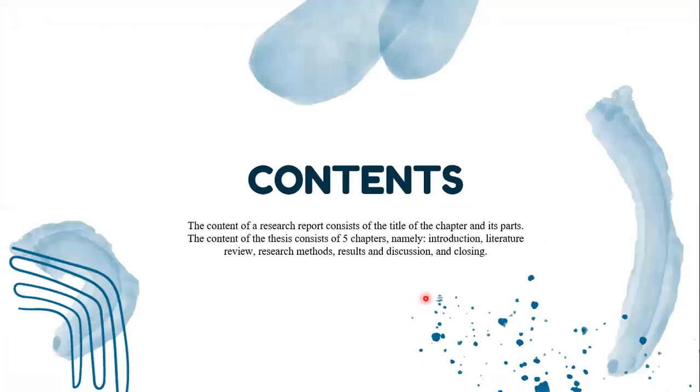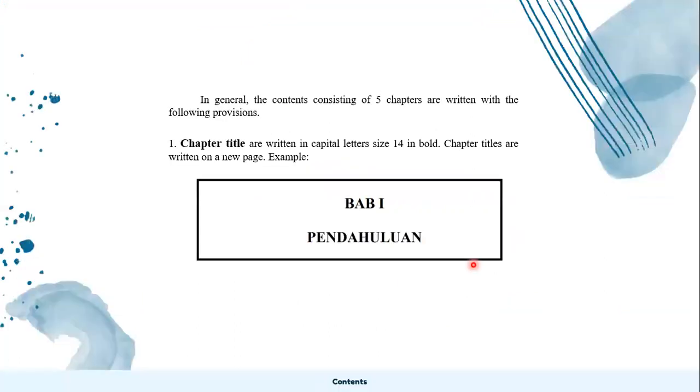Next is contents. In the contents part, the content of a research report consists of the title of the chapter and its parts. The content of the thesis consists of 5 chapters, namely introduction, literature review, research methods, results and discussion, and closing. In general, the contents consisting of 5 chapters are written with the following provisions.